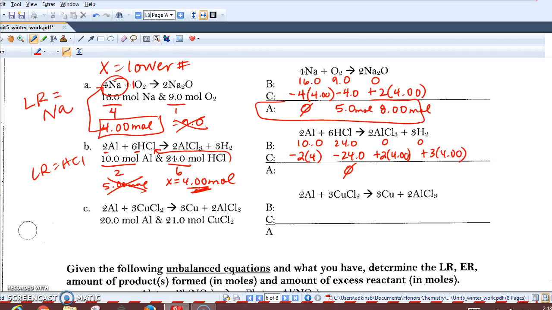All right, so if we do 10 minus 8, we get 2.00 of the aluminum remains. That's our excess reactant. For AlCl3, we get 8.00 moles. And for hydrogen, we get 12.0 moles. So that would be how much is formed.